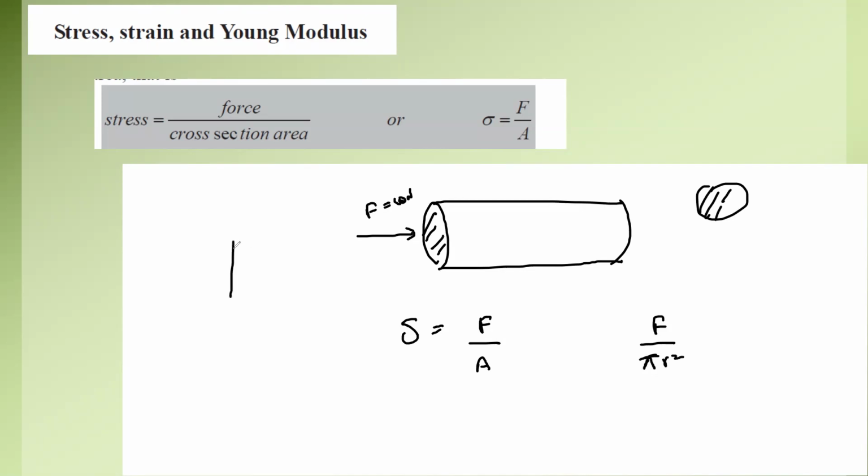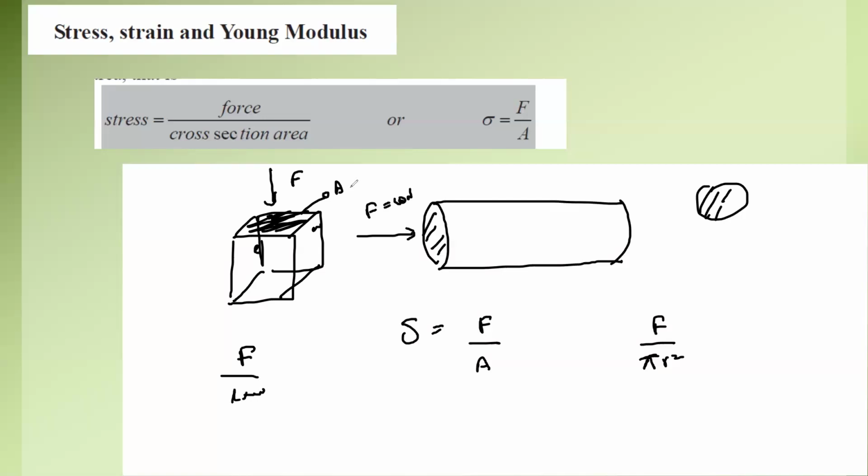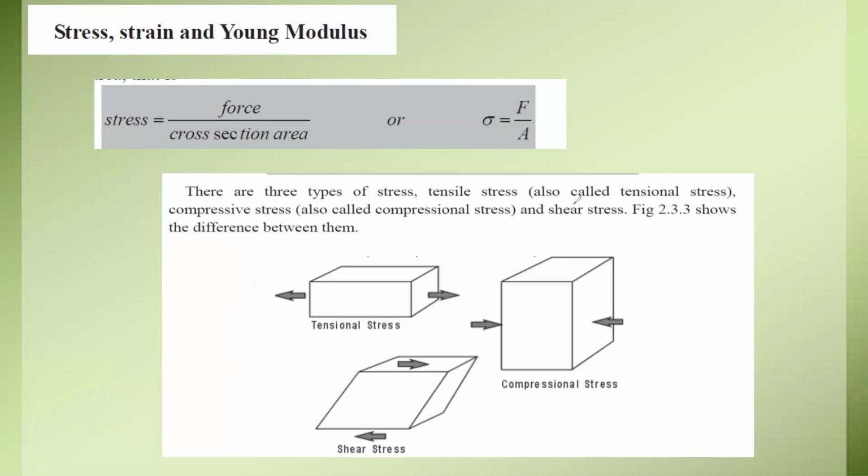But if we have, for example, a cube or a cuboid, and we want the area, in that case we take the area which experiences the force. So it will be force divided by length multiplied by width, which gives the cross-sectional area. Is it clear? The definition of the stress and the difference between stress and pressure? Any doubt in this?